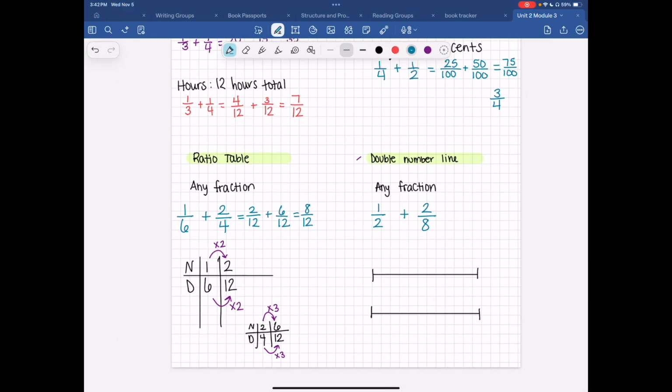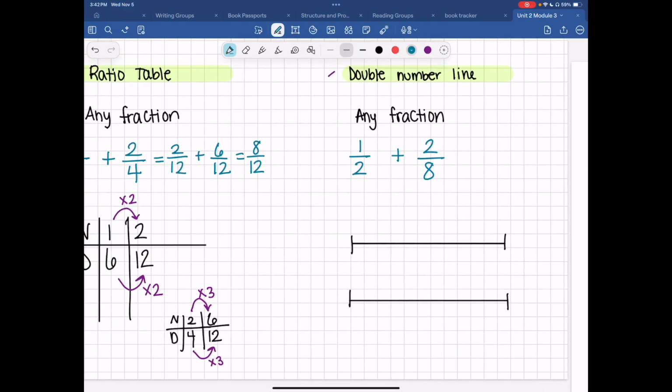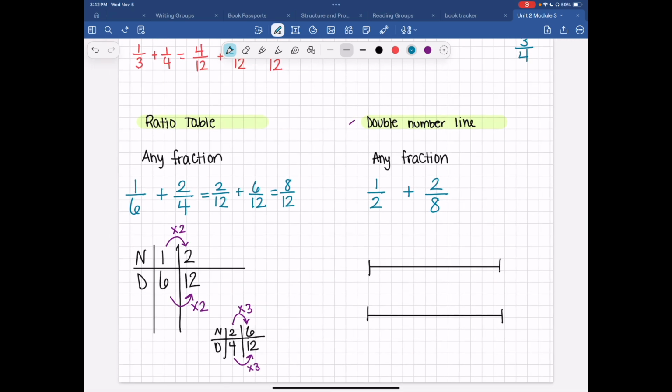So that would be the ratio table. And then finally, we have the double number line. Double number line you could also use with any fraction. So I have 1/2 plus 2/8. Thinking again about what could be a common multiple between 2 and 8. 8 could be 1, 16 could be 1, 24 could be 1. For the sake of this video, let's go ahead and do 16.